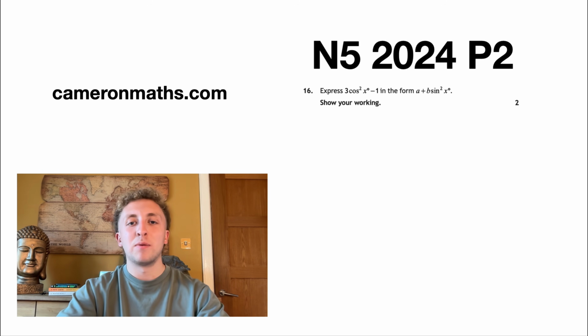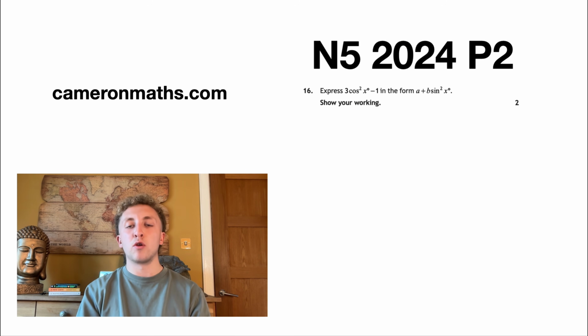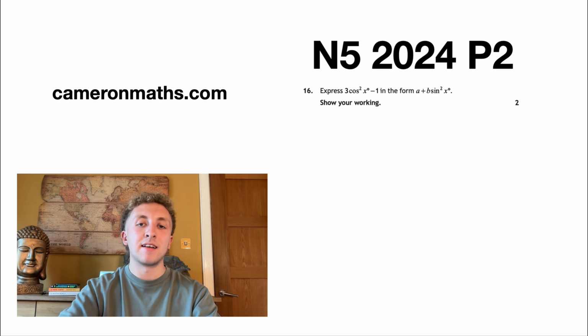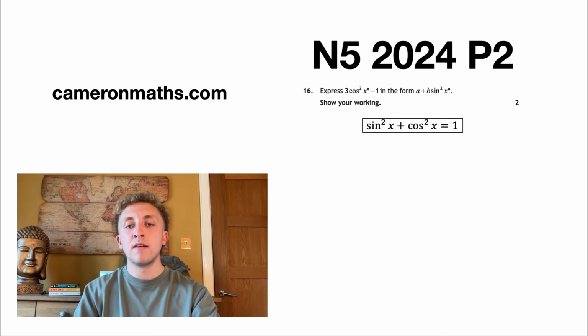And the last question on the paper is a trig identities question. They want us to express 3 cos squared x minus 1 in the form a plus b sine squared x. So what we need to do is change cos squared x into sine squared x. We know the trig identity, sine squared x plus cos squared x equals 1, so we can rearrange that to say cos squared x equals 1 minus sine squared x.